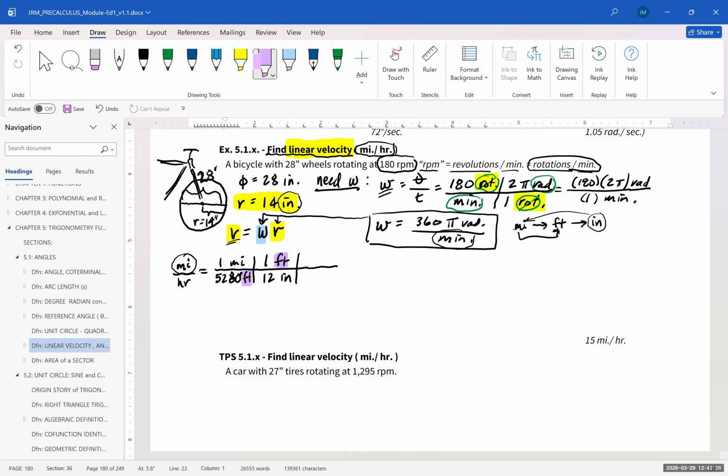So what do we have here in our equation that has inches? The radius. And there's 14 inches. So this represents this R component to the problem. We've taken 14 inches and we've done some unit cancellation, and we're going to end up with miles.